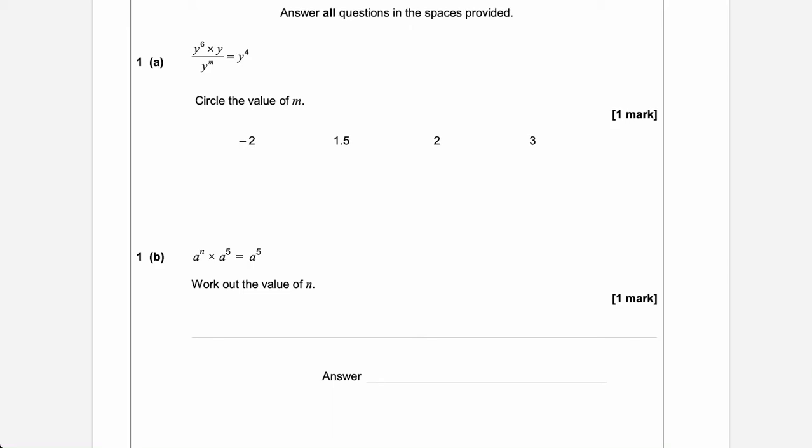Hi guys, okay, I am branching out. This is AQA Further Maths. This is my first paper. This is the specimen paper 1, guys. It is non-calculator, and off we go.